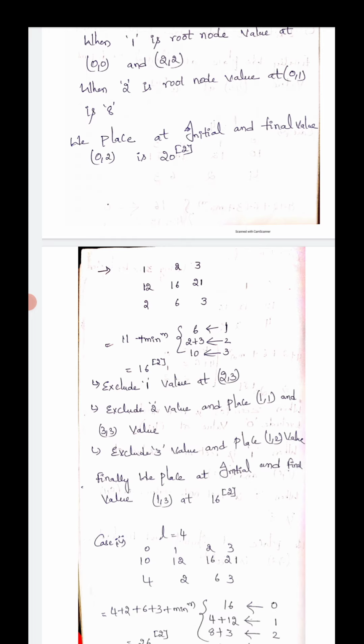Okay, and coming to the root node 3, exclude root node 3, amma. Exclude 3 value, which means we close it up to that point. When we close 3 value, we have to look at the 1 comma 2 position. Exclude 3 value and place 1 comma 2 value.